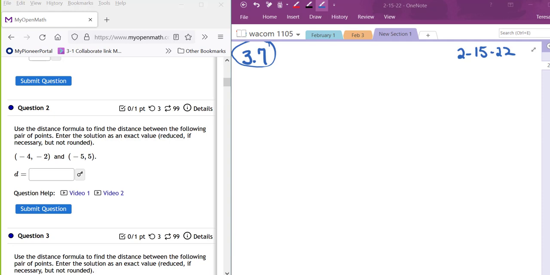All right, so in 3-7, we have two formulas. First, we have distance and we have midpoint. And really, it's just knowing the formulas and plugging in. So for distance, and this is the distance between 2 points on a line, you would need this formula.